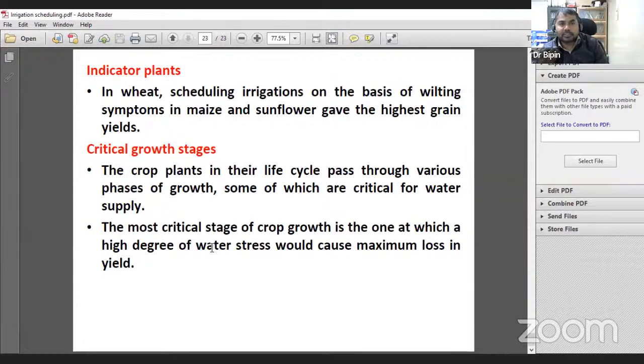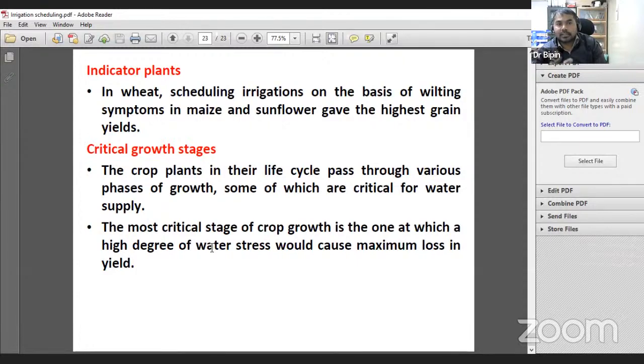when to irrigate. And after that, some indicator plants are like sunflower and maize. As I told you, maize is very sensitive to soil moisture. With a little variation, the leaves will show symptoms. So such more sensitive plants you can use as indicator plants.